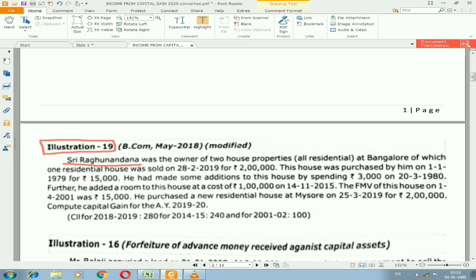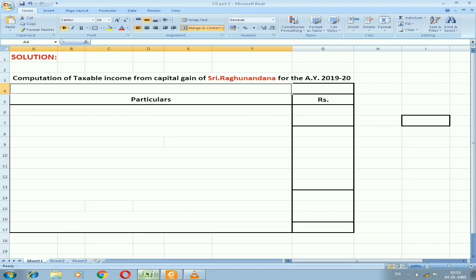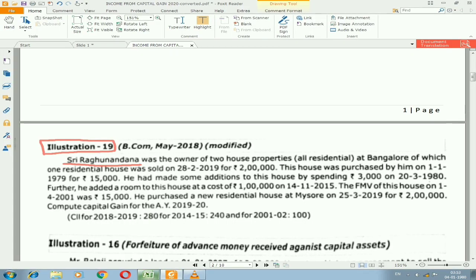Let us start with the solution. So in the illustration, Sri Raghunandana is the assessee or the taxpayer. You can see the columns which I've already prepared. So computation of taxable income from capital gain of Sri Raghunandana for the assessment year 2019-20. So I made columns: particulars, rupees. First we need to find out which particular asset the assessee is selling. So in the illustration you can see the particular asset which is sold by Sri Raghunandana is house property.